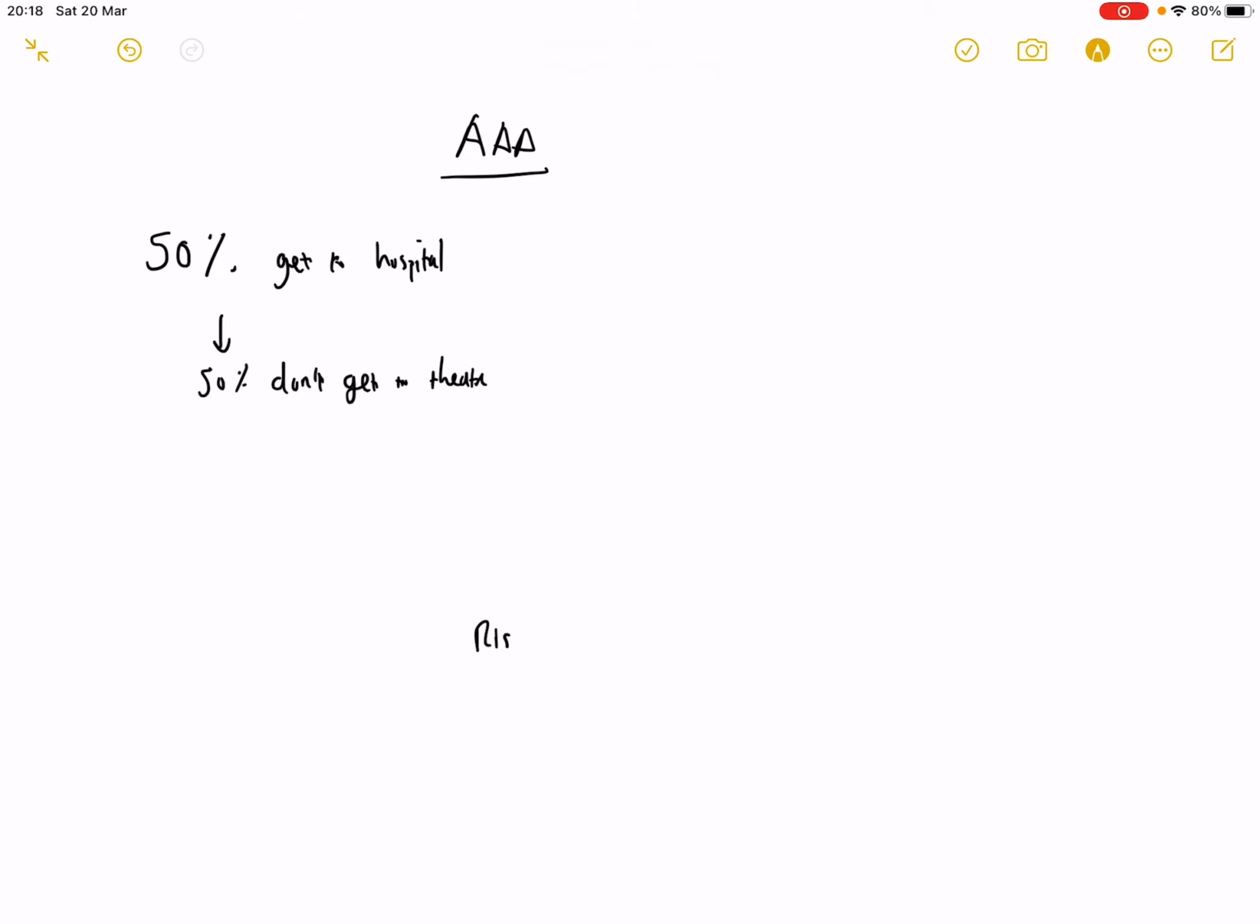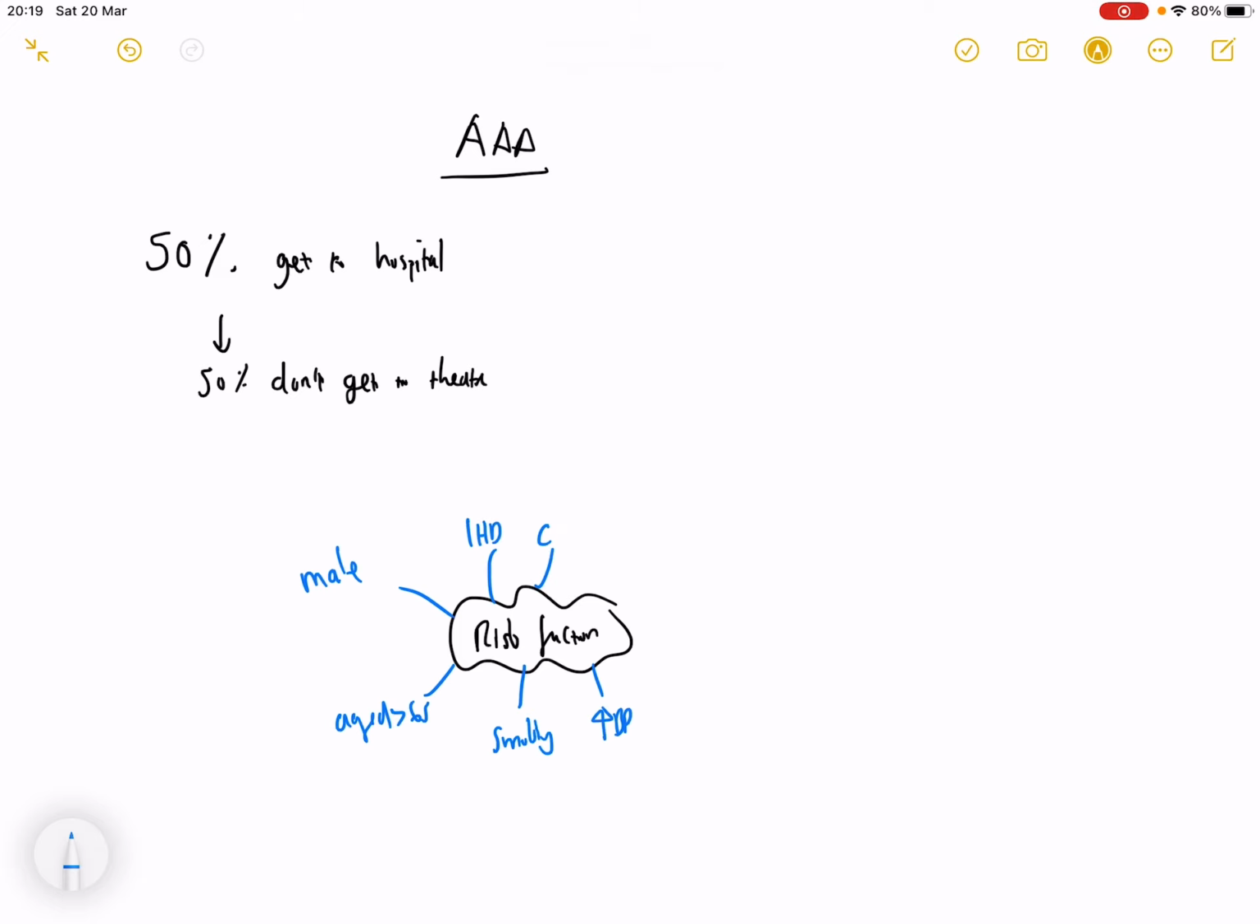Okay, so what are the risk factors for AAA? Well, they are being a male, being aged over 65, smoking, hypertension, ischemic heart disease, cerebral vascular disease, or genetic issues such as Marfan's or Ehlers-Danlos.